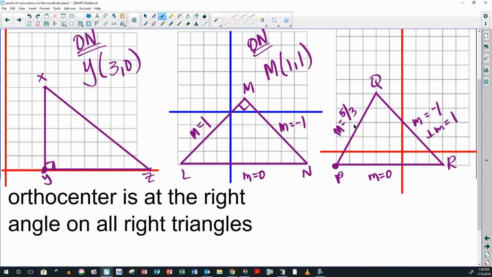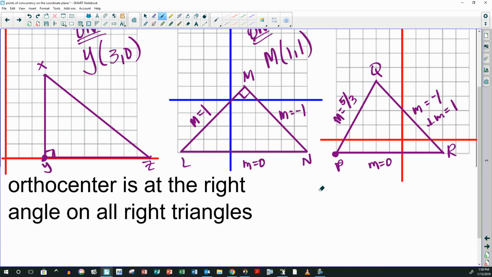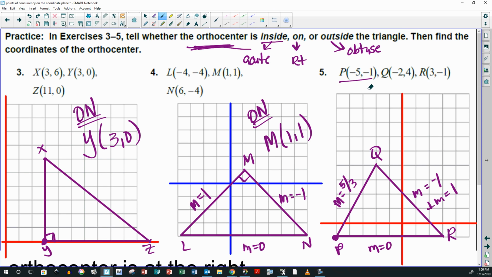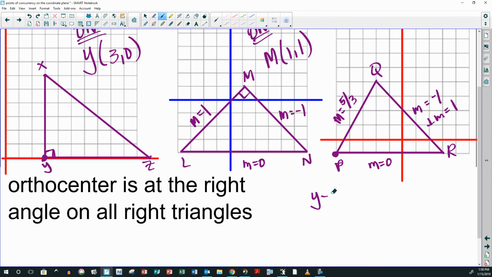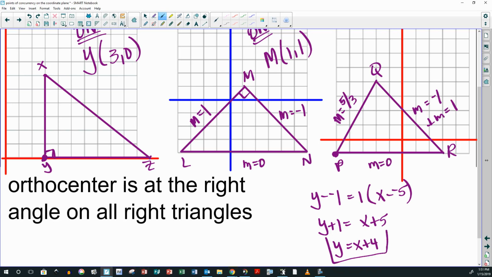So the first one, y minus, so point P is -5, -1. So y minus -1 is 1 times x minus -5. Y plus 1 equals x plus 5, subtract 1. So my first altitude is y equals x plus 4.